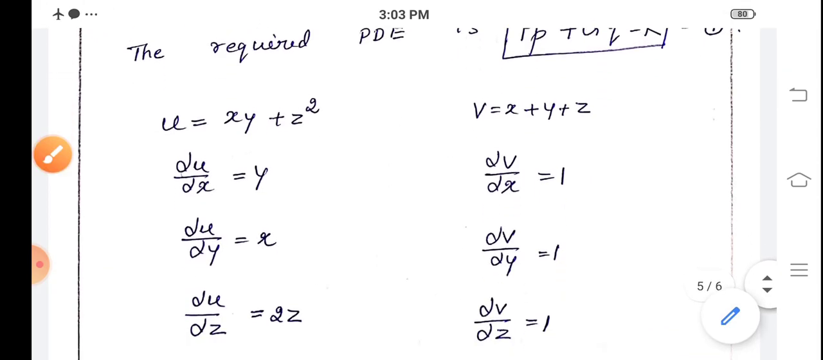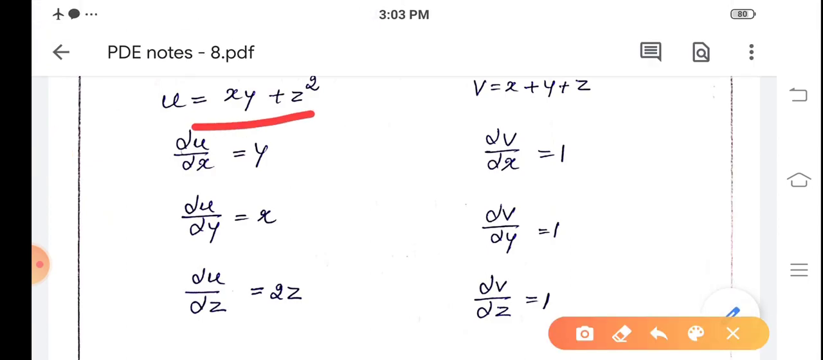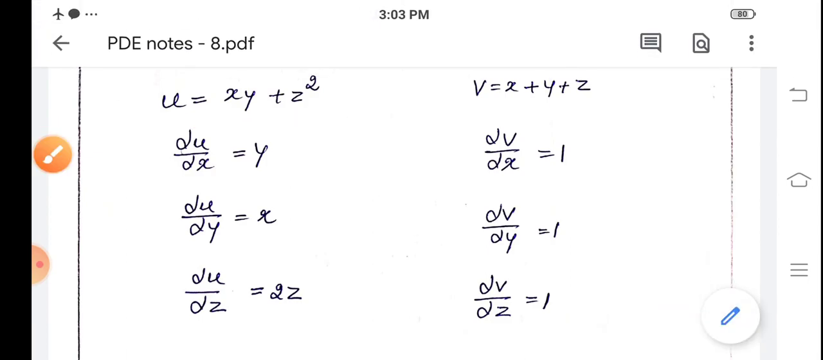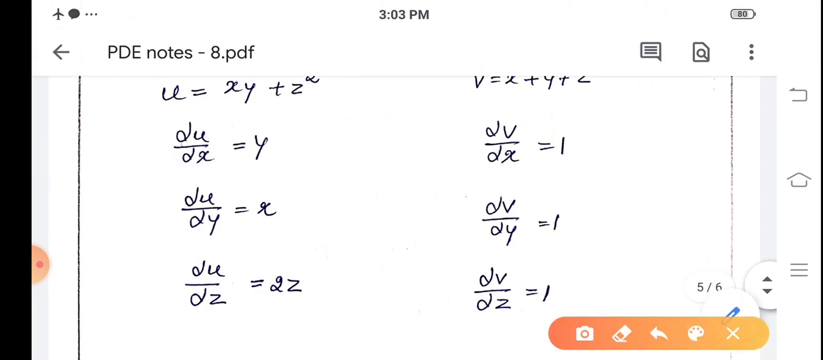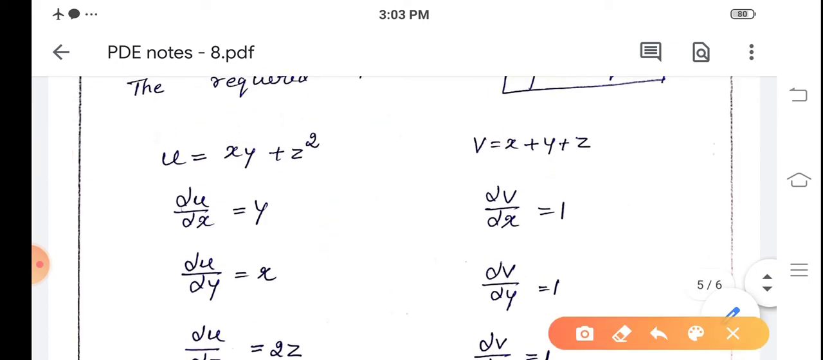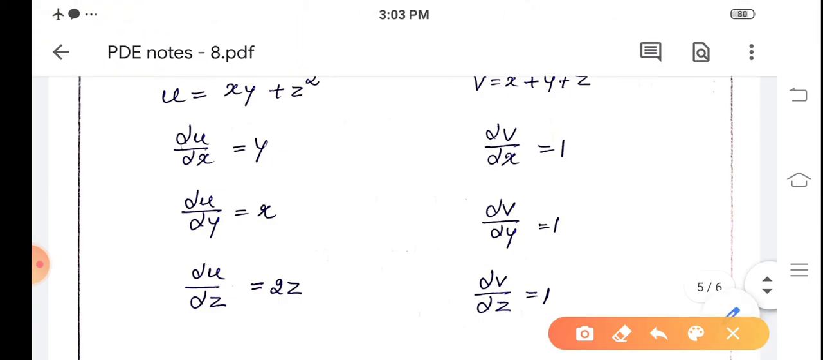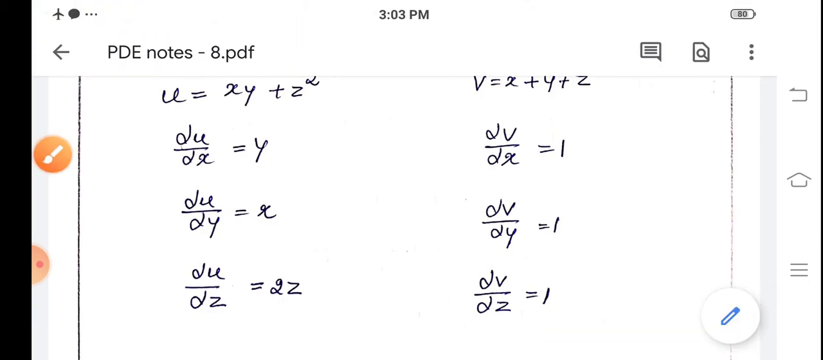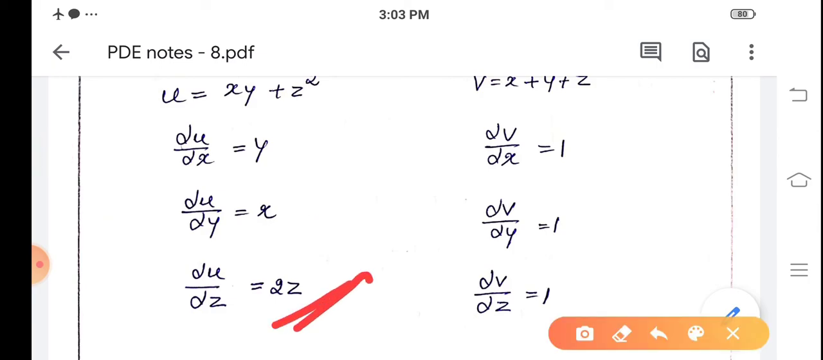Now we find the partial derivatives of u and v. U is xy plus z square. Partial derivative of u with respect to x is, here first term is xy, partial derivative of this with respect to x is y into, y is constant, into derivative of x is 1, that is y, plus partial derivative of z square with respect to x is 0, so it is y plus 0 or y. Similarly, partial derivative of u with respect to y is x and partial derivative of u with respect to z is 2z.